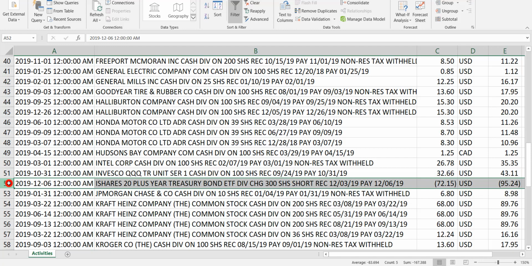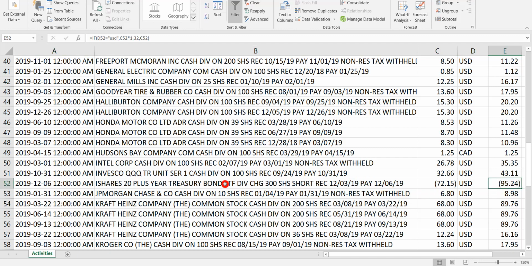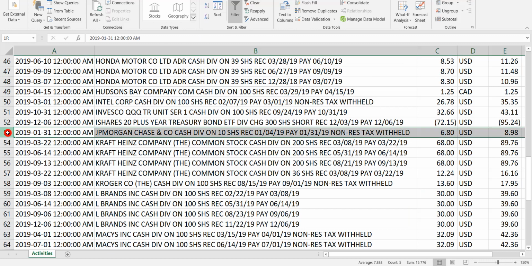Now this is an interesting one. You could see here, this is TLT. This is an ETF that tracks the 20-year bond rate, and I actually had to pay that dividend. I had to pay $72 US or $95 Canadian. So I actually lost the dividend here. I'm going to explain how this happened. This deserves its own video. But yeah, in this case, I had to pay out the dividend. Pretty frustrating.